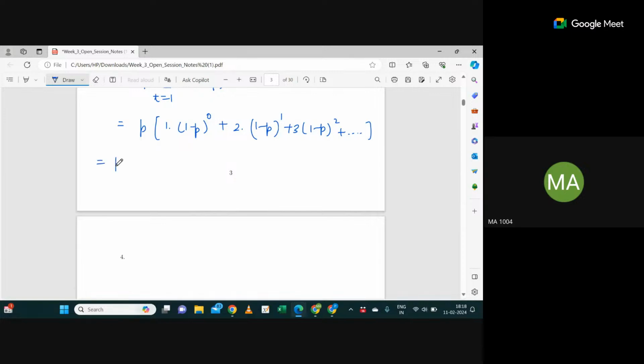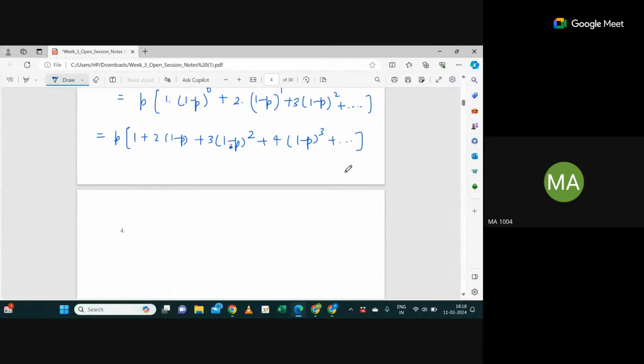Now, 1 and something raised to the power 0 is also 1. So 1 into 1 will be 1, plus 2 into 1 minus p, plus 3 into 1 minus p square, and the next term with the same pattern will be 4 times 1 minus p cube, and so on. Yes or no? Any doubt?